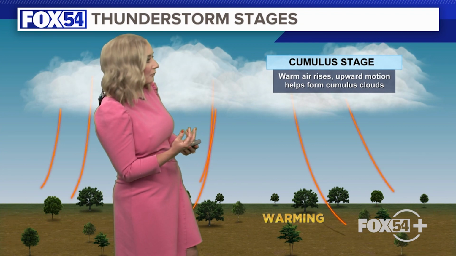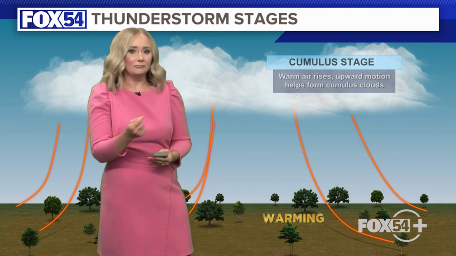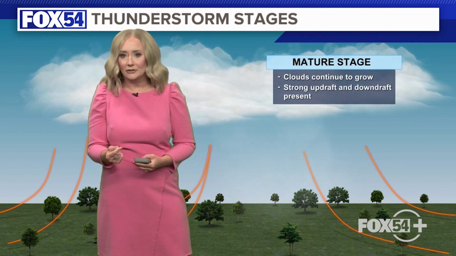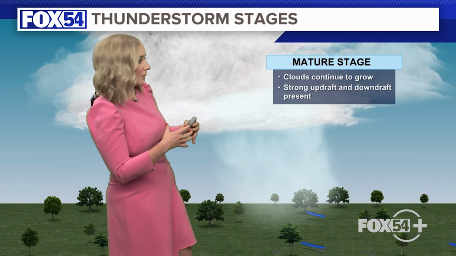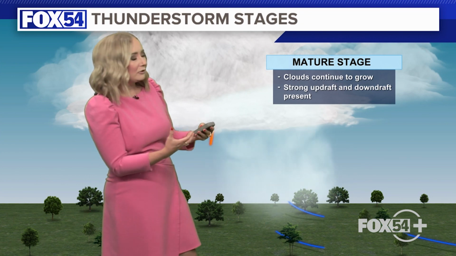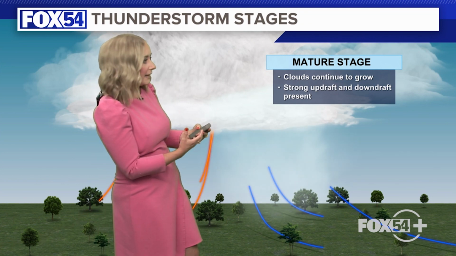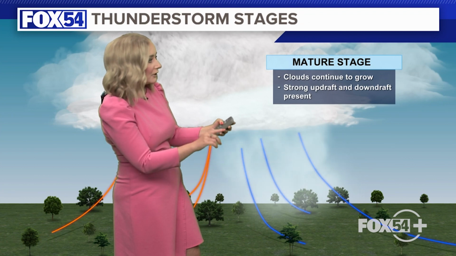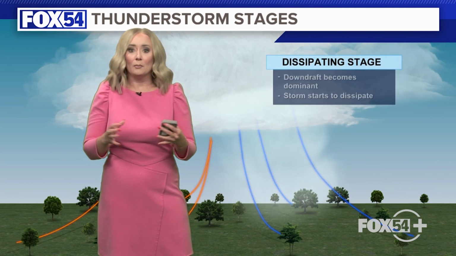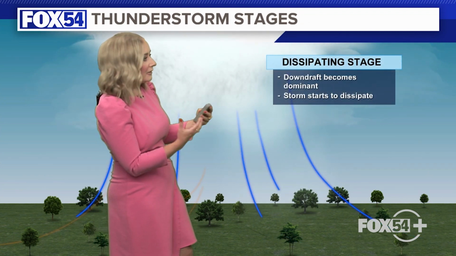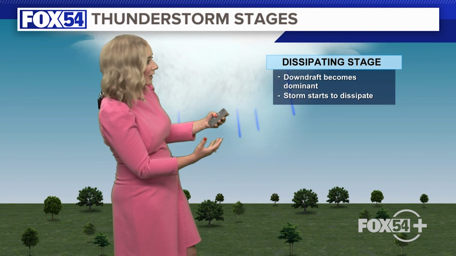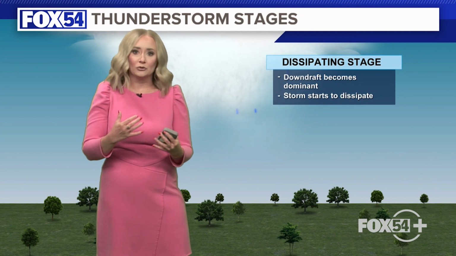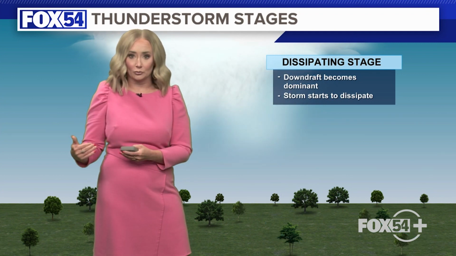So here's what the cumulus stage is all about. We have warm air that rises in an upward motion, which helps with cumulus cloud formation. The mature stage is where the bulk of the thunderstorm activity is going to happen. The clouds will continue to grow from that warmer air rising, and we have a strong updraft included with a downdraft. Both of those happen at the same time. And then of course the dissipating stage begins. We have the downdraft becoming more dominant. The storms start to dissipate, and then they start to roll out of the area.